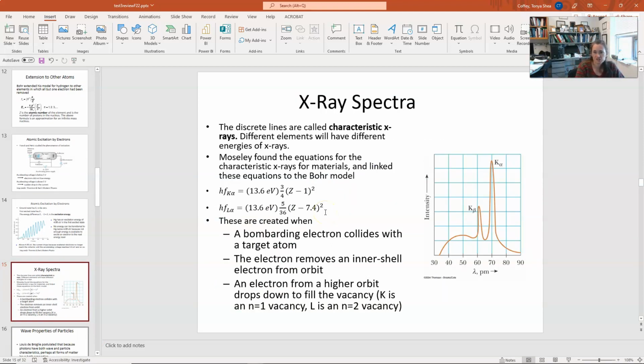Another verification of Bohr's model came from Moseley's work on characteristic X-rays. Now, as we studied before, X-rays can be created through bremsstrahlung radiation, right? Where you have a charged particle traveling at high speed, and then it hits a target, which rapidly decelerates it, and because accelerating charges radiate, it emits X-rays as it decelerates, okay? So that emits a continuous spectrum, which is known as bremsstrahlung radiation.